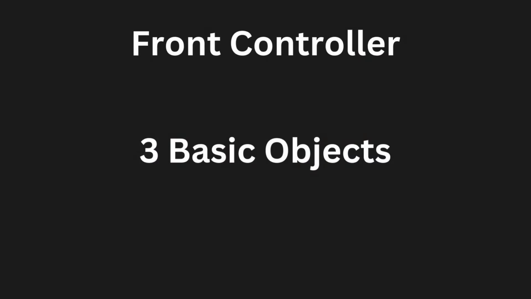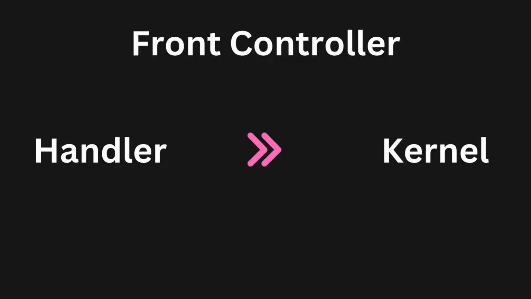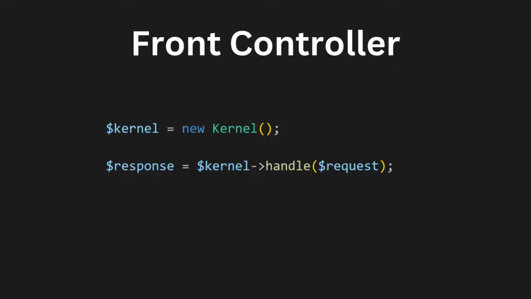Now, inside your front controller, you need three basic objects. Firstly, you have a request. This is an object that is instantiated with all the PHP superglobals. Secondly, you have a handler, which is known as the kernel, and this is the heart of your application. This takes the request and, in simple terms, turns it into a response which is returned to the front controller.